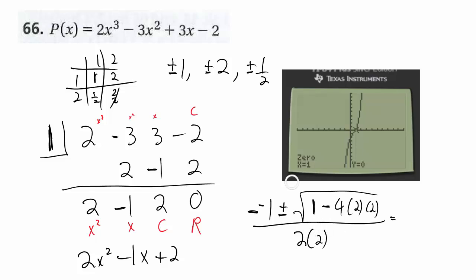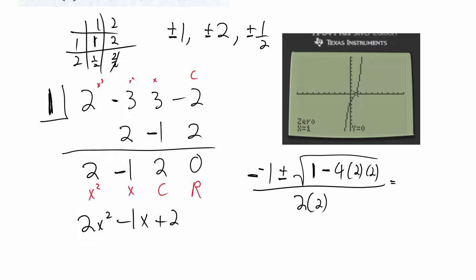If we want to reduce that, you get, this is a positive 1, and I'm going to simplify this little determinant here. 4 times 2 is 8, 8 times 2 is 16. So a 1 minus a 16 is a -15, so it's plus or minus the square root of -15, and then that's all over 4.